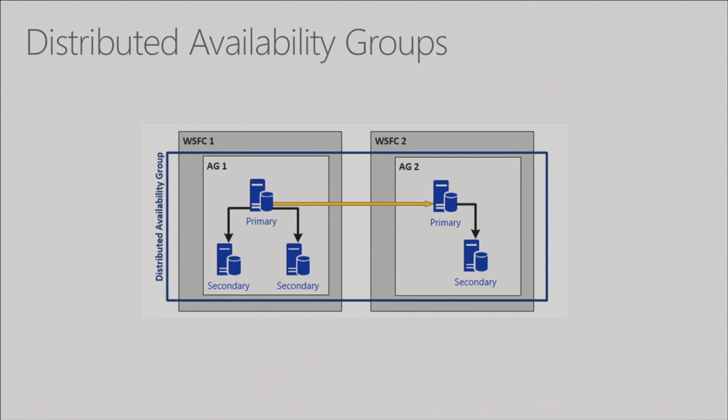I promised a diagram. There it is. So we've got 2 availability groups in 2 separate failover clusters. And all around that, we've got our distributed availability group. So as we can see, let me bust out ye old virtual laser pointer. Here is our primary. This is the box that our users are writing to, and it's feeding these two secondaries down here. It's also feeding, through the distributed availability group technology, this primary over here of this second availability group.